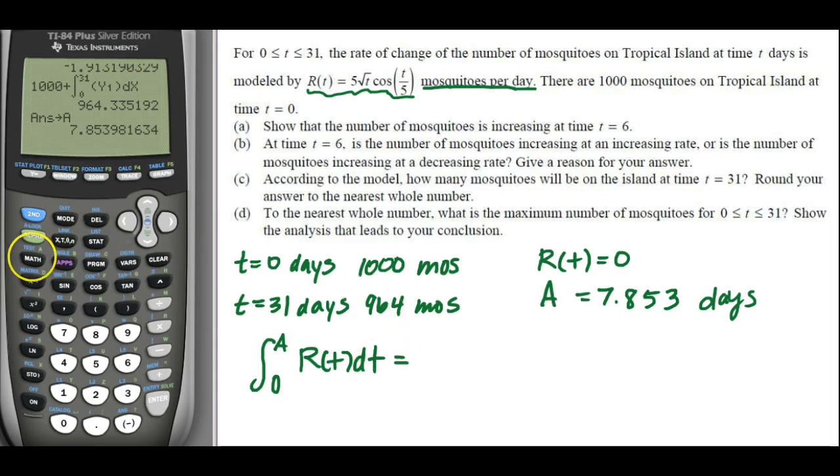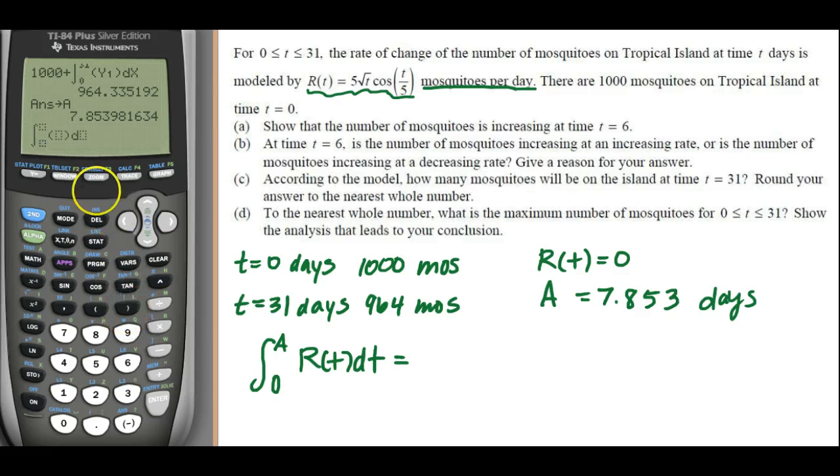t dt. So now we're going to go to Math 9, for integrals. 0 to my upper limit of integration is now A. Under no circumstances can you type in just 7.853 or even 7.853 and 10 or 20 places past the decimal. You have to put the stored value in. And then we can go ahead and choose the function y1 again, and then dx, and enter.